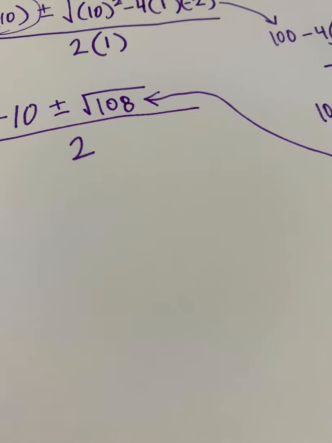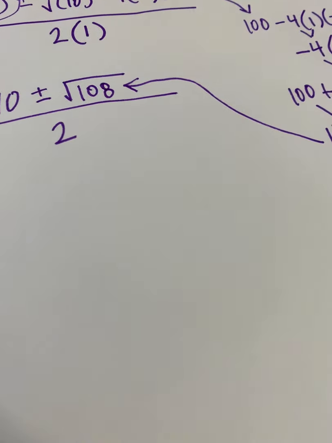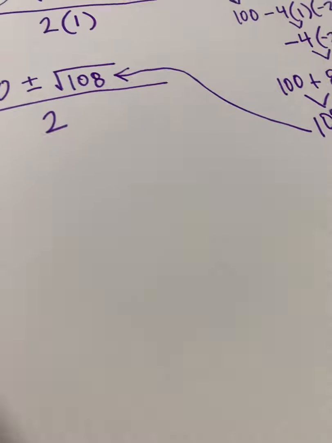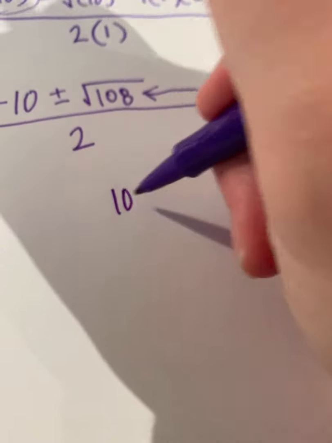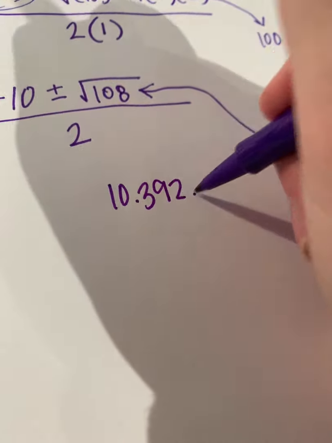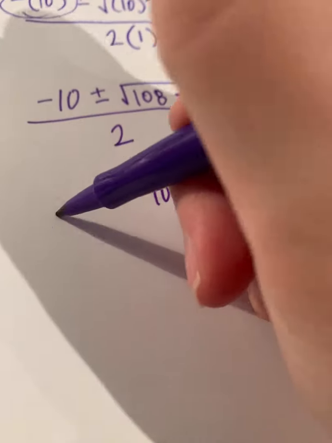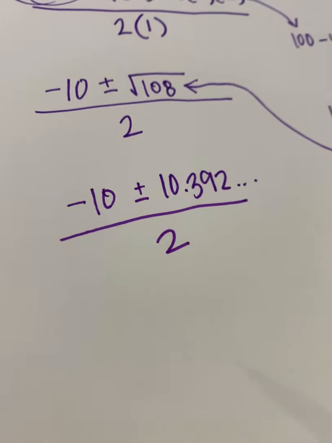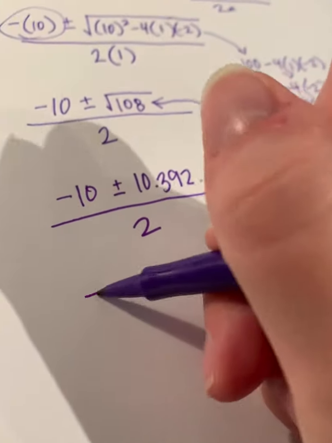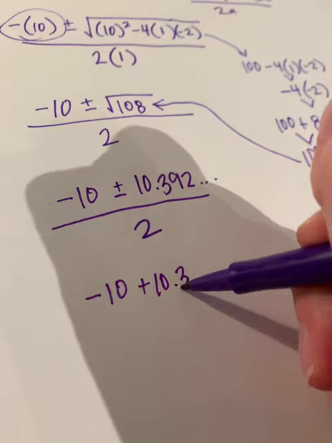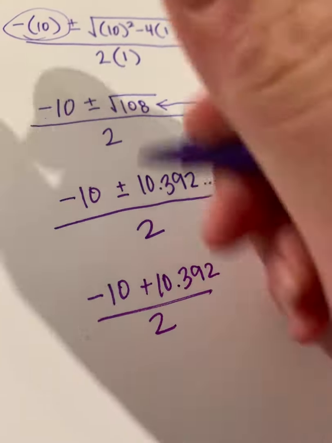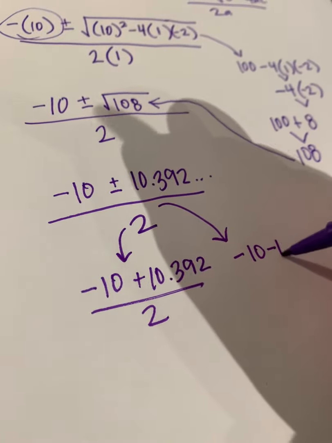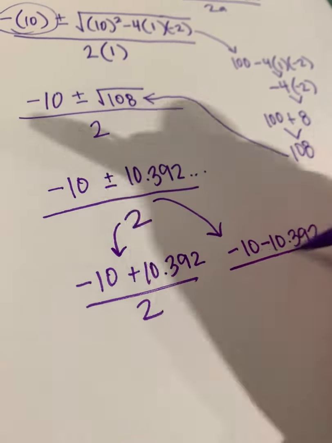And when I do the square root of 108, I get 10.392. I have some other numbers there, but I'm not going to worry about it. So negative 10 plus or minus this over 2. So I get negative 10 plus 10.392 over 2. That's the positive version. And the negative version, negative 10 minus 10.39 over 2.